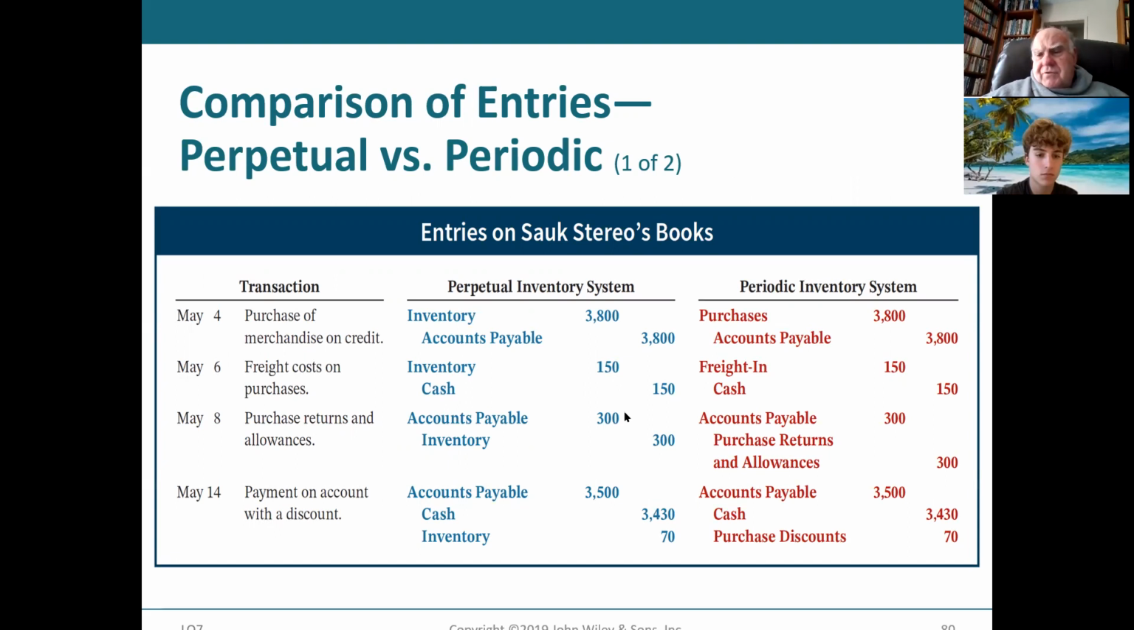This is a very important screen right here. This explains the differences between the perpetual system and the periodic system. Notice that we're on the periodic system. You see the word purchases, you change it to inventory. You see freight in, you change it to inventory. You see purchase returns and allowances, you change it to inventory. Same thing with purchase discounts, you change it to inventory. Otherwise, everything is pretty much the same, okay? In the periodic, we're debiting purchases. In the perpetual, we're debiting inventory.